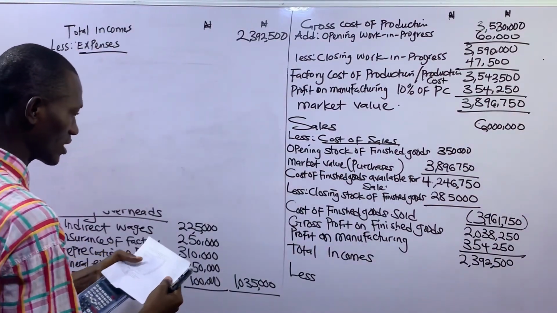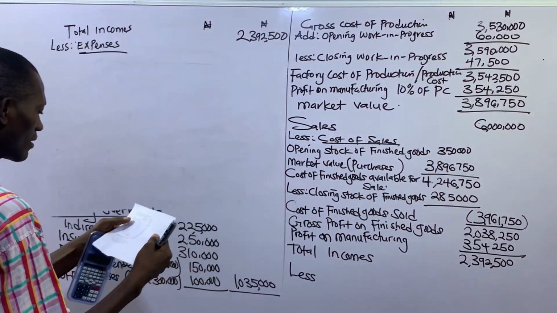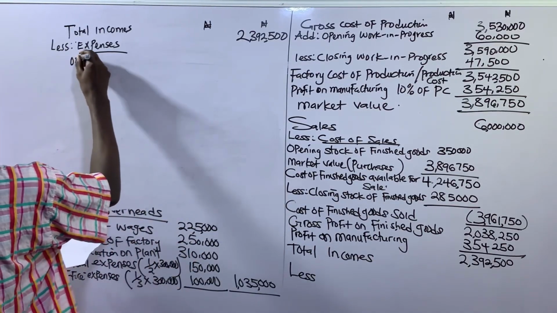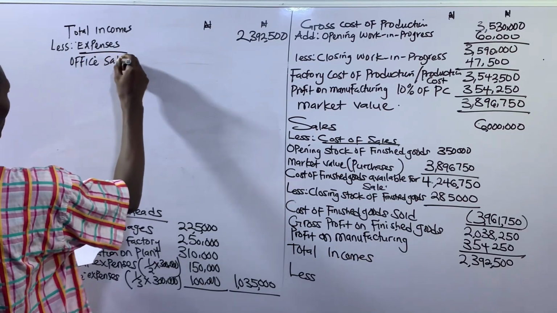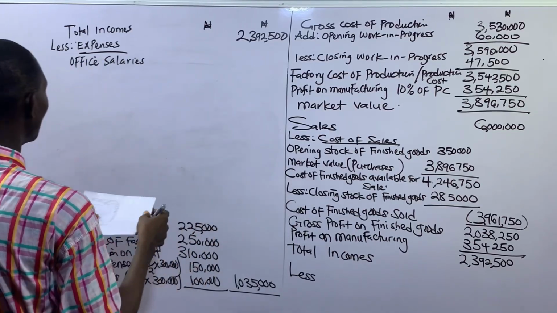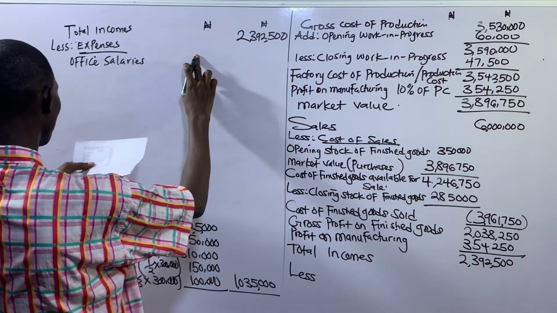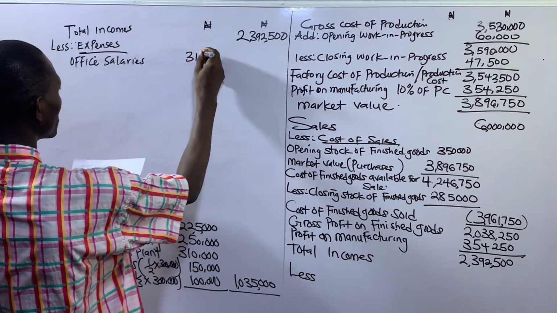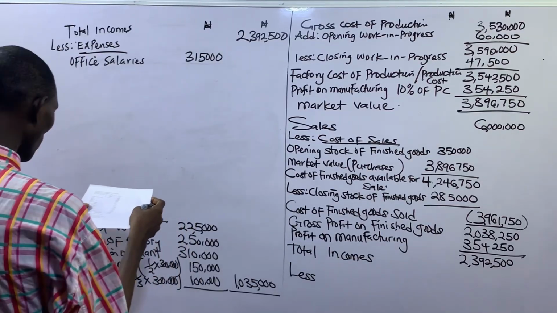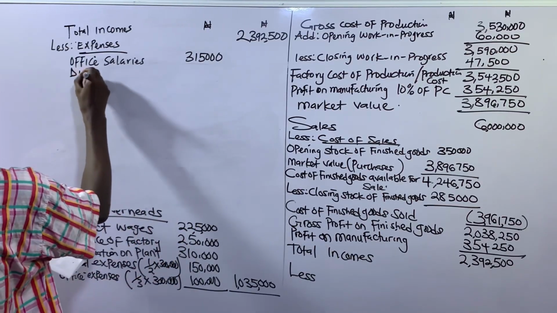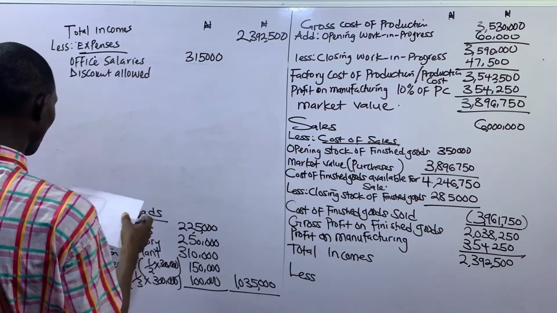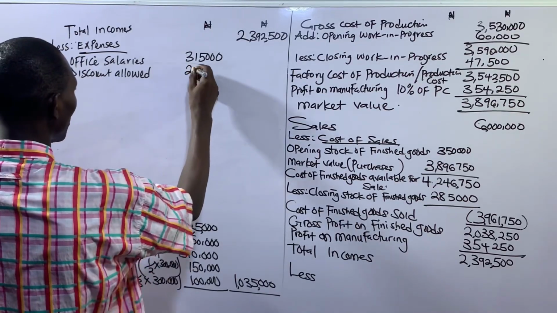So let's begin with those expenses we have in the question. We have office salaries. Office salaries, no treatment on that. Okay, there is no adjustment on that. So we just bring it here. Office salaries was given as 315,000. Then we also have discounts allowed, which is also an expense. Discounts allowed is given as 20,000.